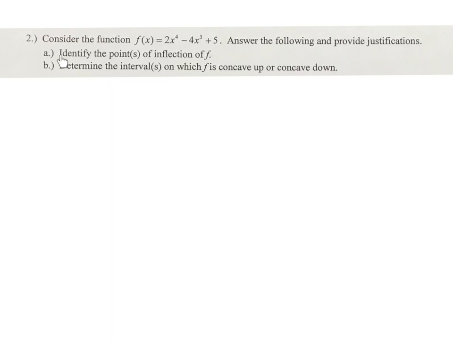Question number 2 says, consider the function f of x equals 2x to the 4th minus 4x cubed plus 5. Answer the following and provide justifications. Okay, let's first of all identify points of inflection of f. So points of inflection are those points where there's a change in concavity.